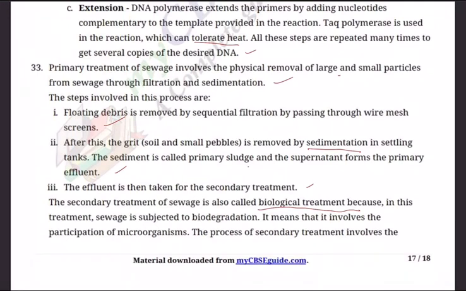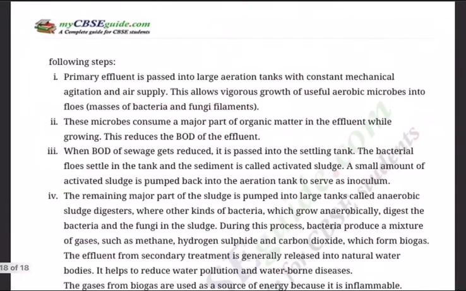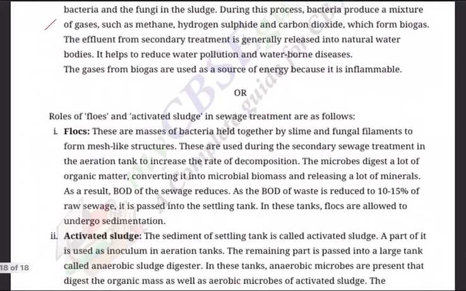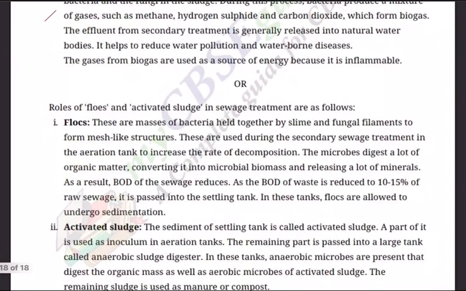The secondary treatment of sewage is also called biological treatment because in this treatment, sewage is subjected to biodegradation. It means that it involves the participation of microbes. The process of secondary treatment involves the following steps. So the primary effluent, then microbes consume it. We talk of reducing the BOD, and the BOD of sewage gets reduced, and the remaining major part of the sludge is pumped into larger tanks. So this is how you need to explain every paragraph.